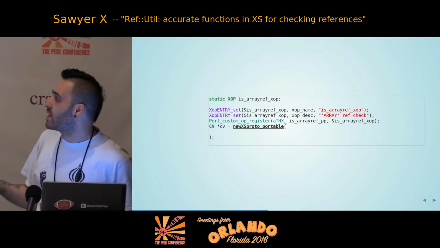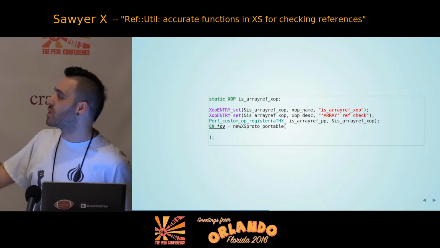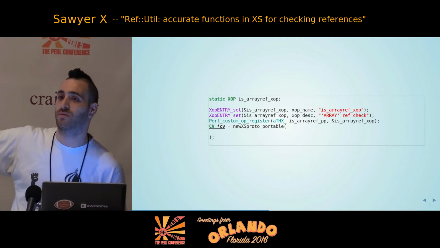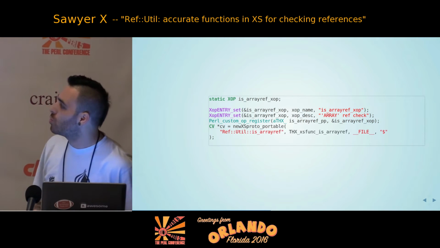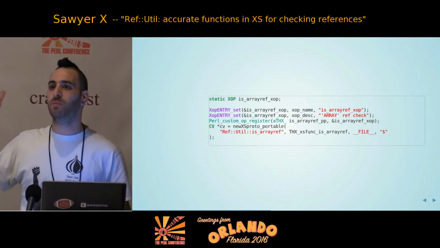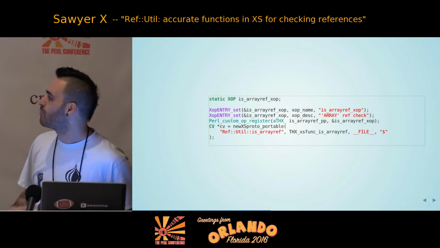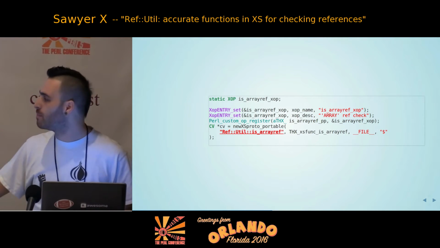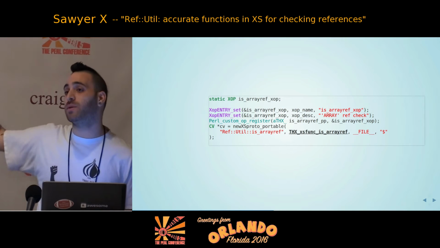Except we can even provide a name for it. What we want is to create a function and receive that address for the function. So we say, we're going to define refutil is ArrayRef. This is going to be a new function that we define. This is the full name for it. This is the implementation for it.